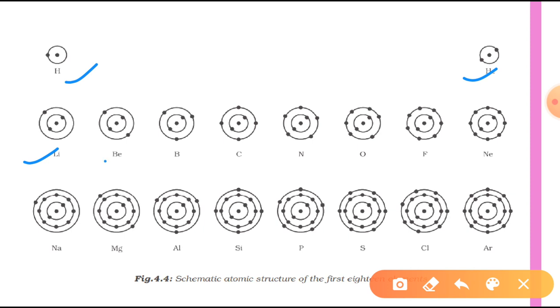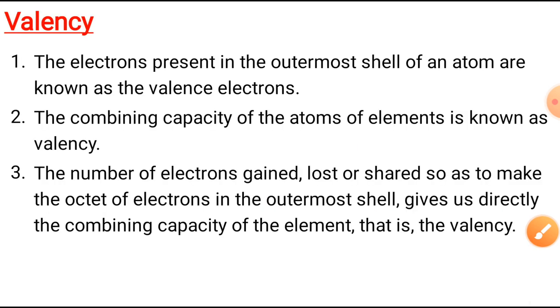Similarly, you can see beryllium, boron, carbon, nitrogen, oxygen, fluorine, neon, sodium, magnesium, aluminium, silicon, phosphorus, sulfur, chlorine, lastly argon. So these must be clear to you. Just simple practice will enhance your understanding and you will be able to understand all these concepts. Let's move to the next topic.